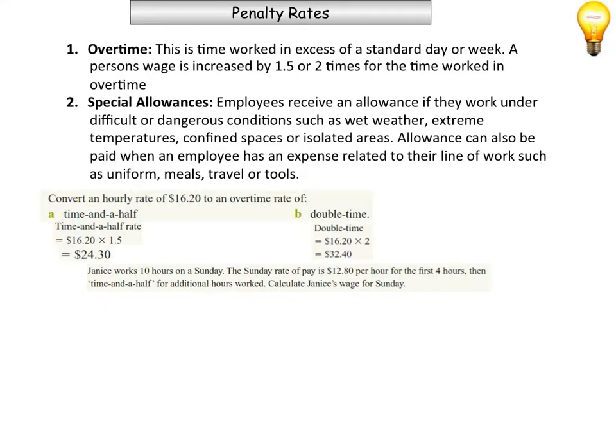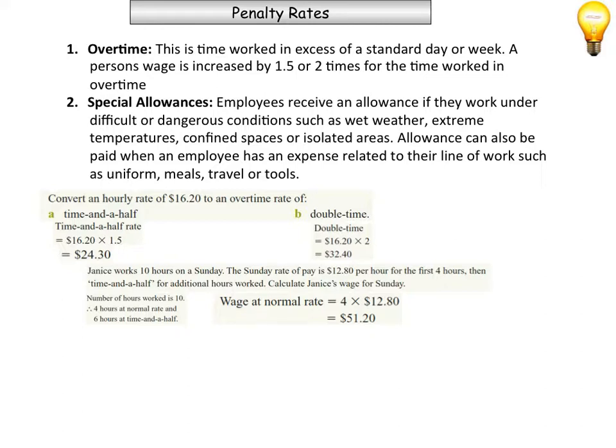So we have a scenario where Janice works on a Sunday. The Sunday rate of pay is $12.80 per hour for the first 4 hours, then time and a half for additional hours worked. So we need to calculate Janice's wage for Sunday. So we're trying to work out how much she earns for the whole day. So we need to split this up into 2 parts. First we'll work out how much she earns for the first 4 hours. So we do $12.80 times by 4. And that gives us $51.20.